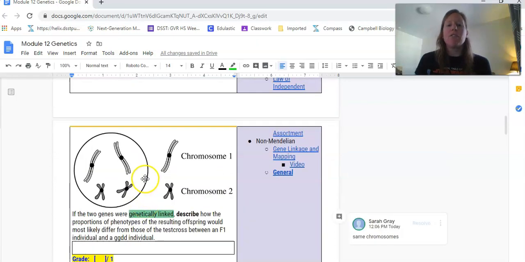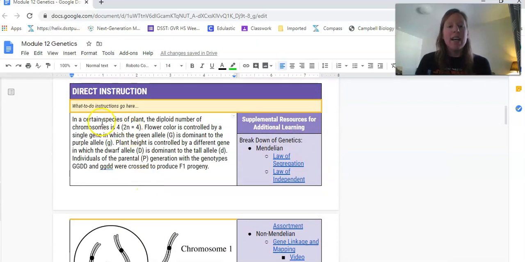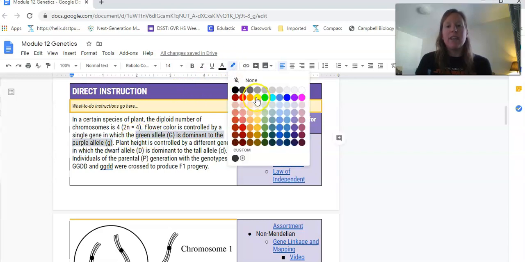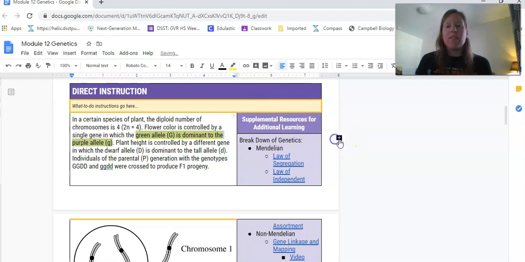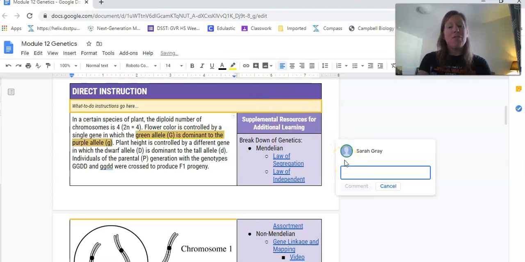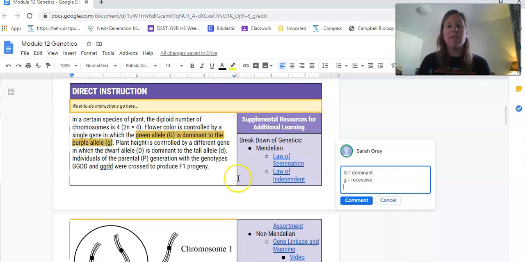Okay, now I need to refer to my prompt because I don't know what the F1 is. In certain species of plant, there's a diploid number of chromosomes. Flower color is controlled by a single gene in which the green allele is dominant and the purple allele is recessive. I'm going to definitely want to make a note of that. Shout out to Alfonso for always making notes and annotating his prompts. It's a great skill. So G equals dominant and g equals recessive. So if I have to look back on this, I don't have to read.